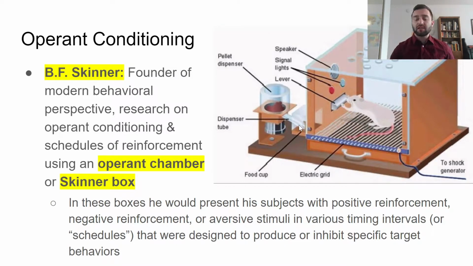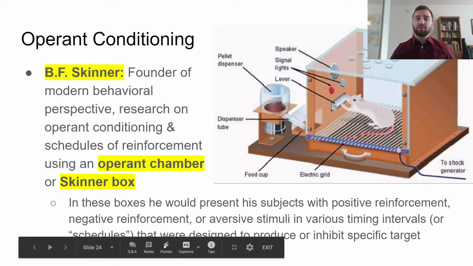Now, at a really basic level, what's going to happen is when the mouse pushes the lever, it's going to dispense a pellet. Now, we're going to change this, and there's a lot of different ways that we can do it, which is how we're going to look at schedules of reinforcement. But the main idea is push the lever, get a pellet. In addition, we can sometimes have different signal lights, like red or green. We can have a speaker that makes a sound. Sometimes they'll have an electrical grid that will apply a mild electric shock. And we can do all these different things. The main thing is the mouse is going to push the lever, and then something else is going to happen. Okay, that's the main idea.